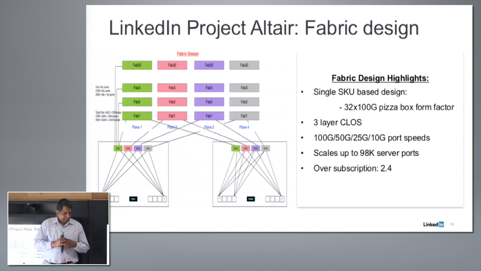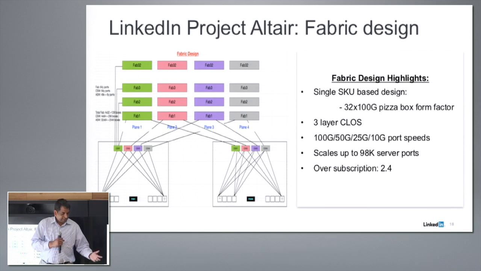The good part is the latest generation of ASICs. They support flexible speeds: 100 gig, 50 gig, 25 gig, 10 gig. We are taking advantage of all that ASIC-level innovation. With very minimal oversubscription, we were able to provide 98,000 server connectivity. If oversubscription of 4.8 times is okay, we can connect close to 200K servers. 200K servers under one single roof is a mega data center.